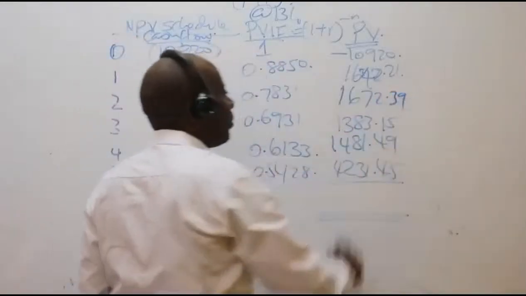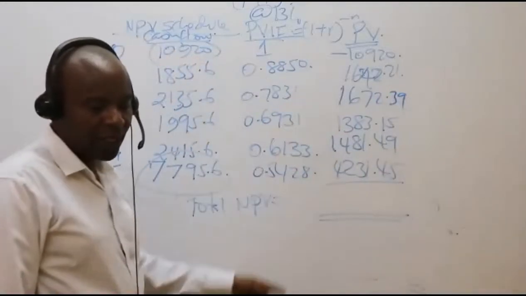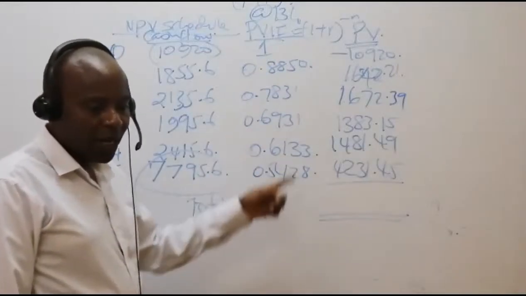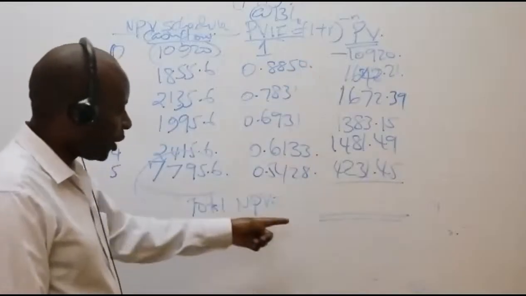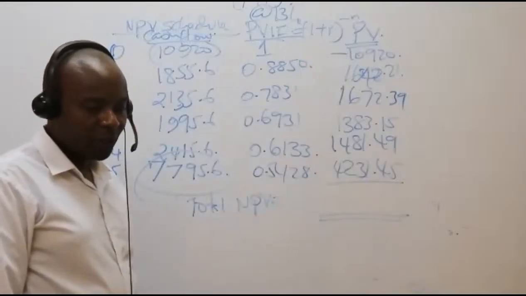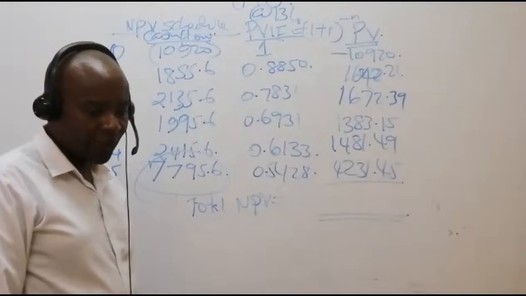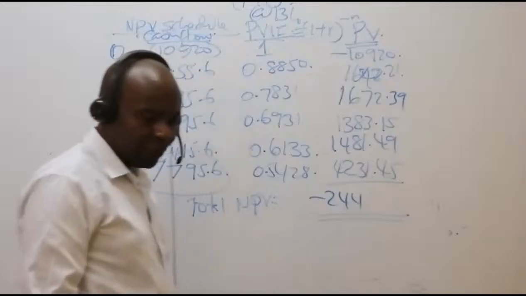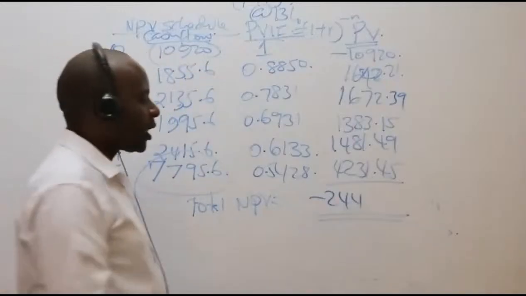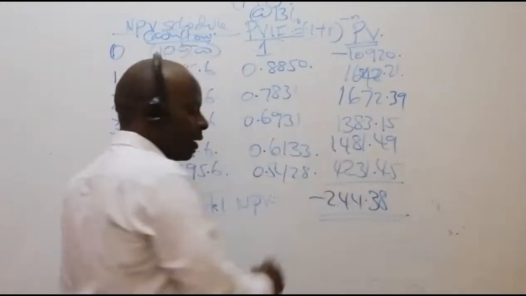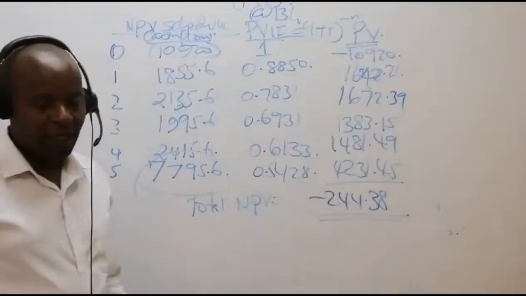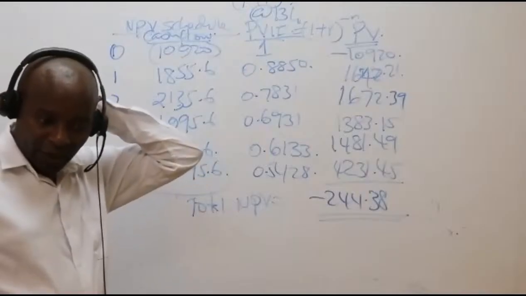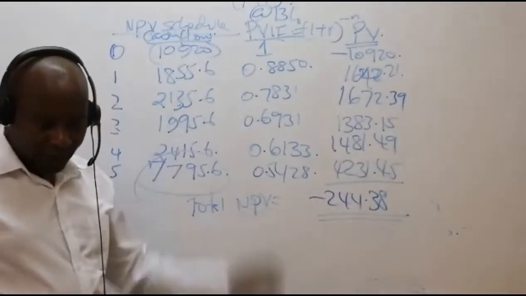So now I suppose that all our figures are correct. So then could you kindly give us the total net present value? The total net present value, which will end up giving us negative 244. Can someone else confirm this? Negative 244.38. Carol says no, negative 457.